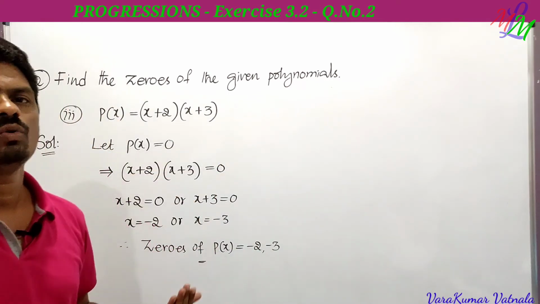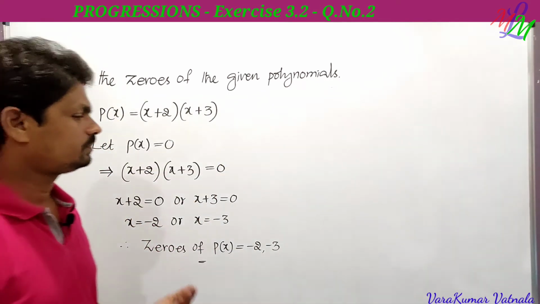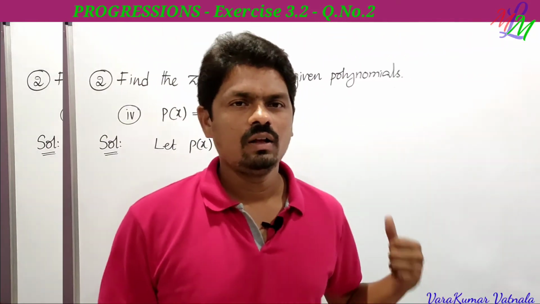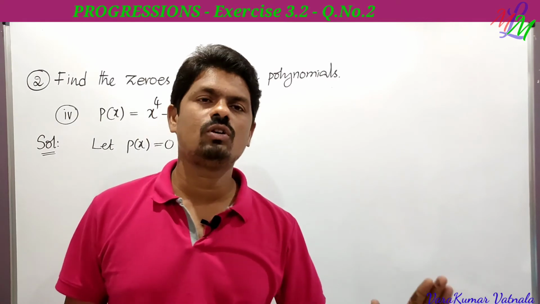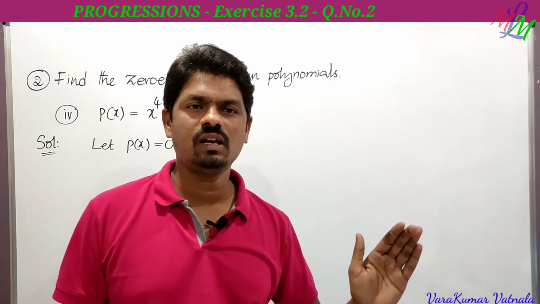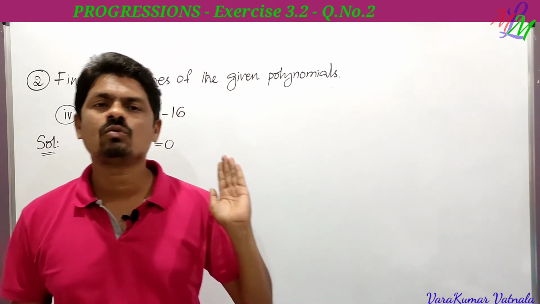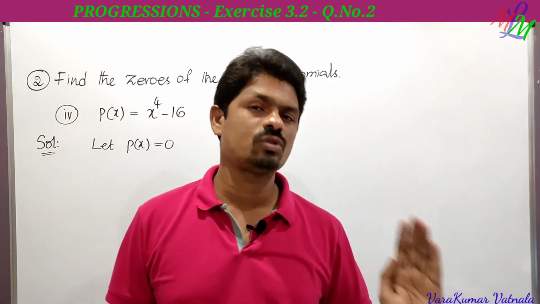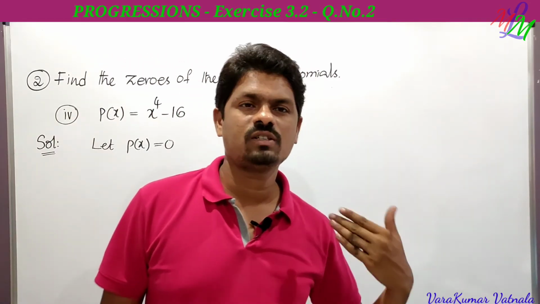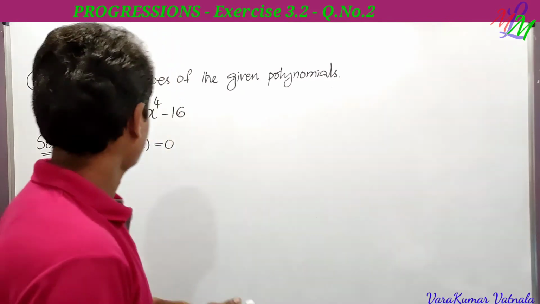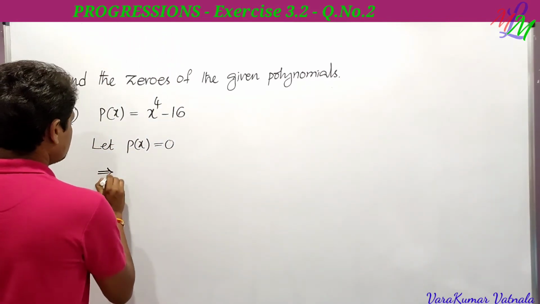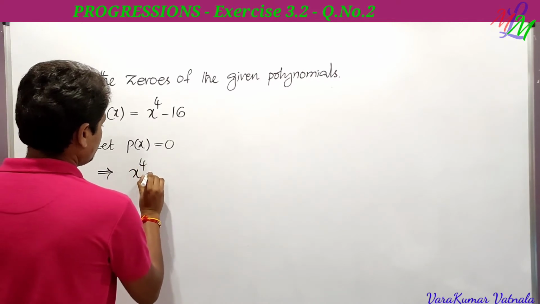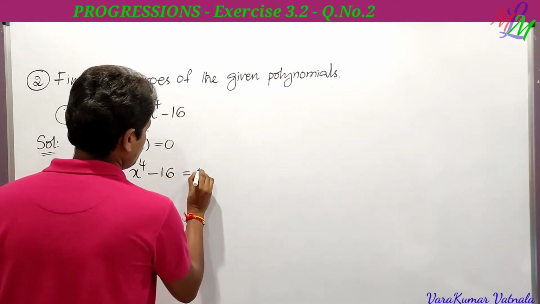So we have one more. Next we have to solve the fourth one. This is the fourth bit in the second problem. It is given p of x is equal to x to the power 4 minus 16. By equating p of x to 0, we have to find the values of x. The values of x are the zeros of p of x. So let p of x is equal to 0. That implies x to the power 4 minus 16 is equal to 0.